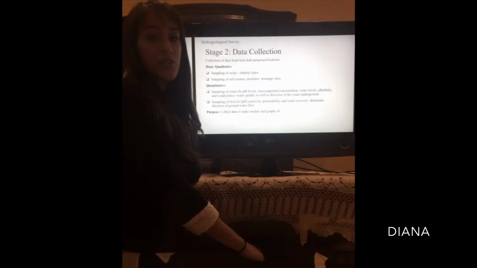The second stage is for data collection. Qualitative data, such as drainage class and stoniness, is collected from the soil and the bores at both Aberdeen and Baltimore. The quantitative data, such as pH levels, alkalinity, reactivity, and ion concentration levels, are collected from the soil and water.